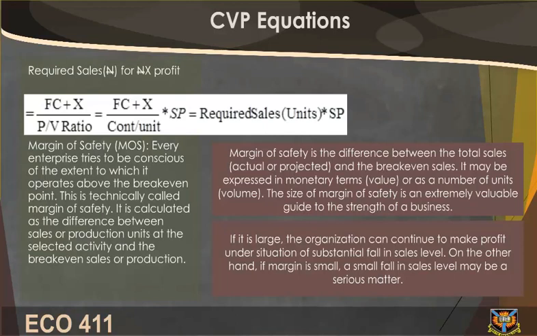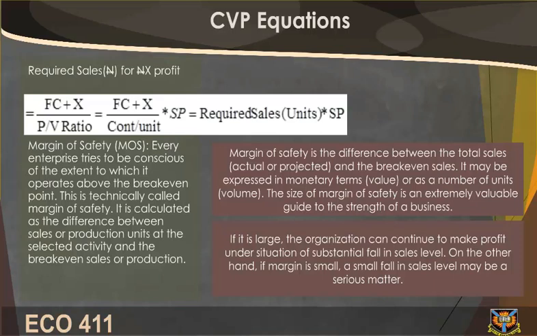Margin of safety. Every enterprise tries to be conscious of the extent to which it operates above the break-even point. This is technically called margin of safety. It is calculated as the difference between sales or production units at the selected activity and the break-even sales or production. Margin of safety is the difference between the total sales, actual or projected, and the break-even sales. It may be expressed in monetary terms or as a number of units, that is volume.